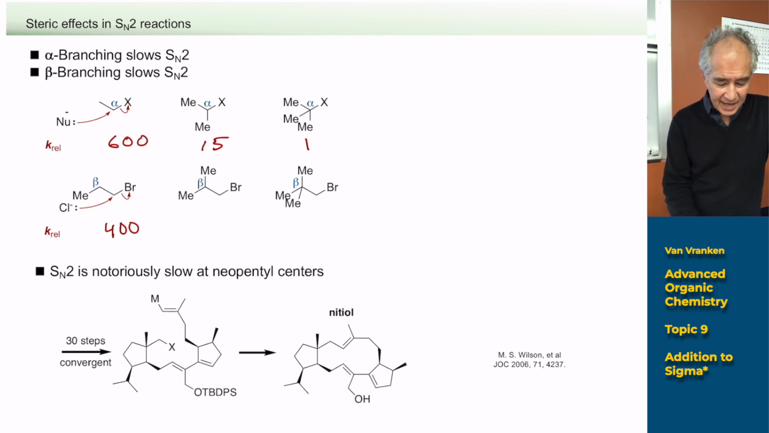But what happens if I put a second alkyl group on this beta carbon here? I start to branch that beta carbon even more. Well, now it starts to get even slower.